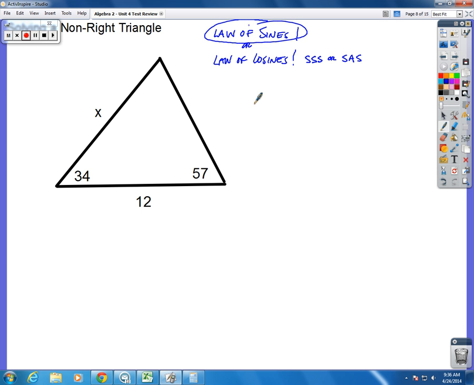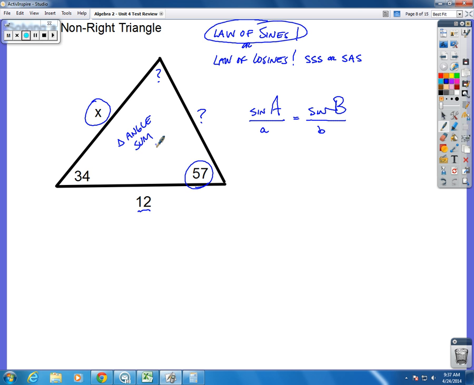Now, the way law of sines works is we have sine of angle A over side A equals the sine of angle B over side B. However, what we're looking for here is an angle and its opposite side. So we know the 57 and the x is going to be involved. However, we don't have the opposite side of the 34. All right? But we do have the 12 down here, but we don't have its angle. So we're going to have to incorporate another piece of geometry, which is the triangle angle sum theorem.